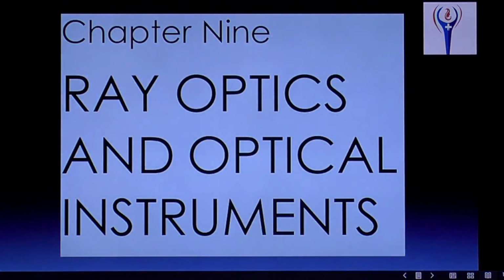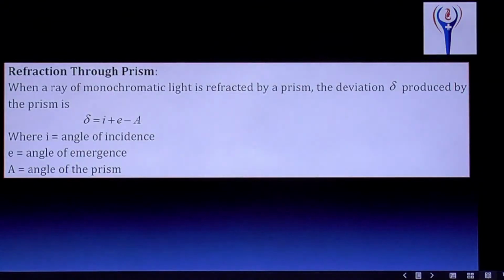Actually, the topic is ray optics and optical instruments. In there, some of the properties, that is reflection, we have studied. Reflection through a plane mirror, reflection through a curved mirror, that is convex mirror and concave mirror, we have discussed. And refraction through lens, as a convex lens and concave lens, focal length of the convex lens, focal length of the concave lens, and then power of the lens and defects of the eye, that is short sight, long sight, astigmatism, we have discussed.